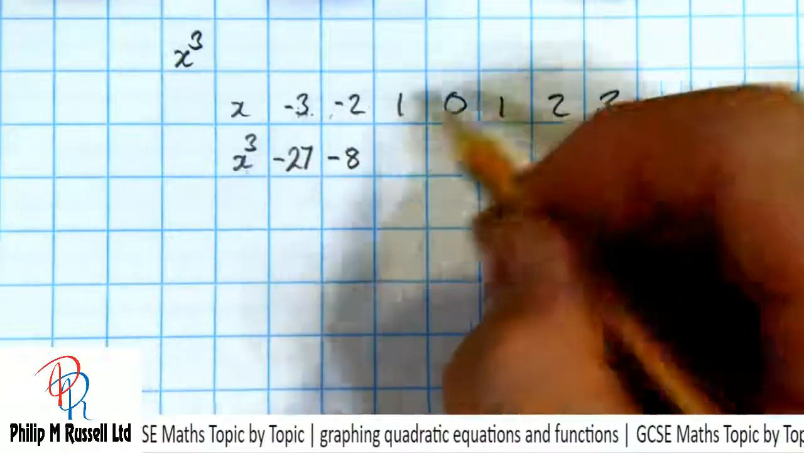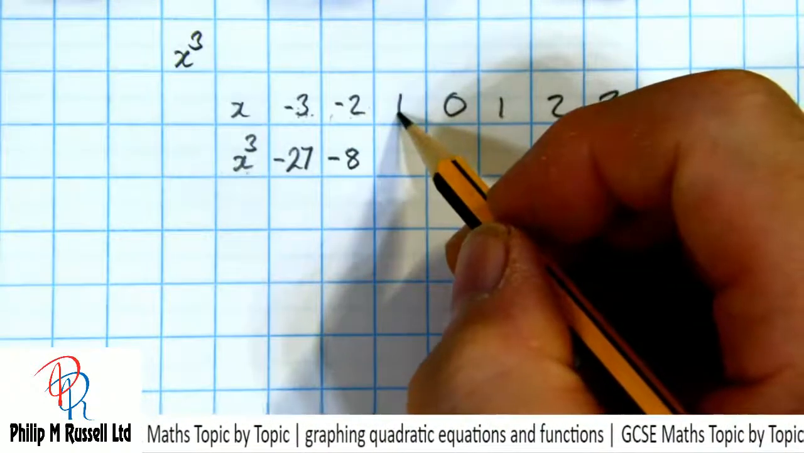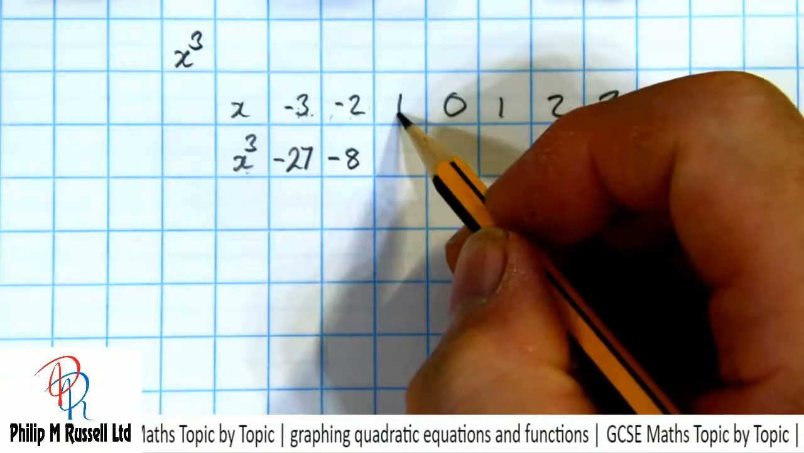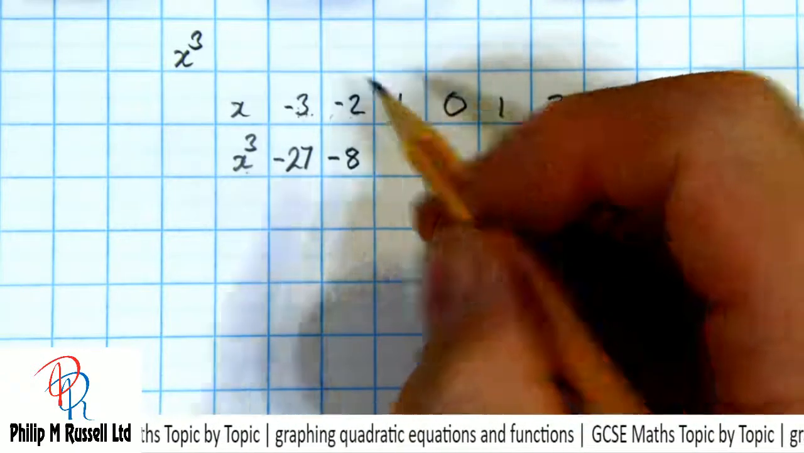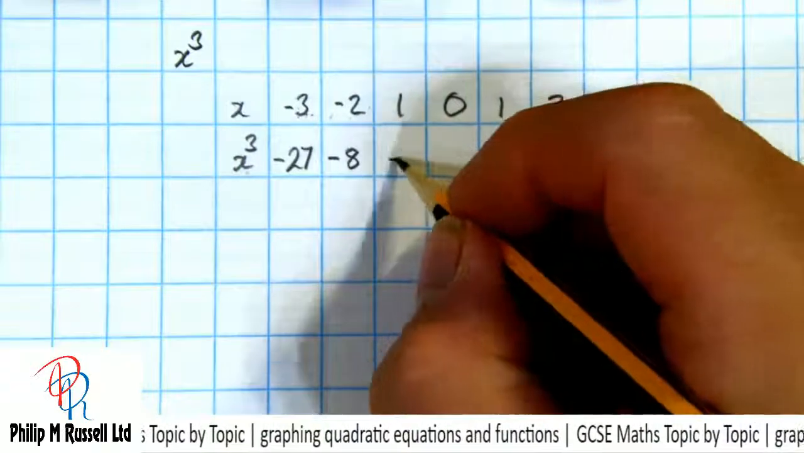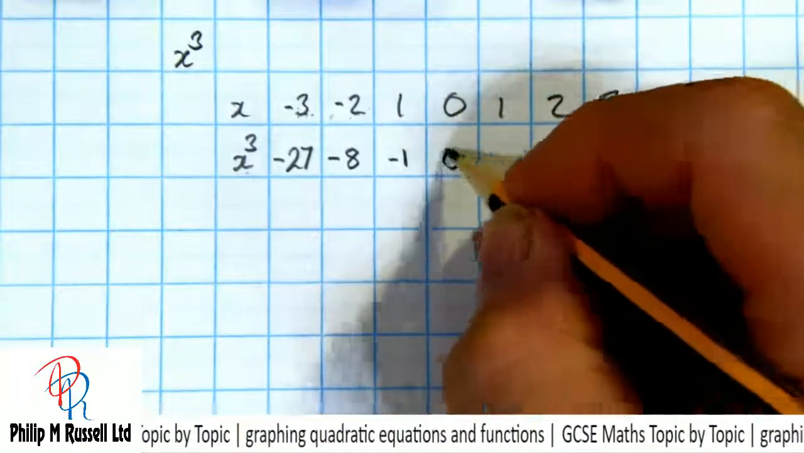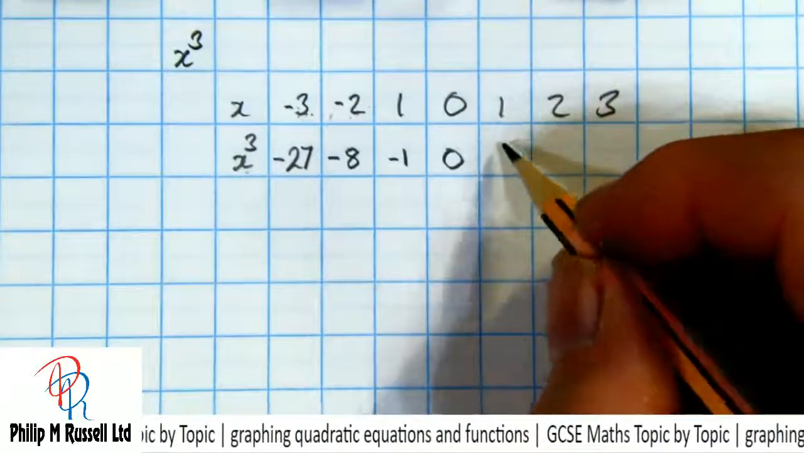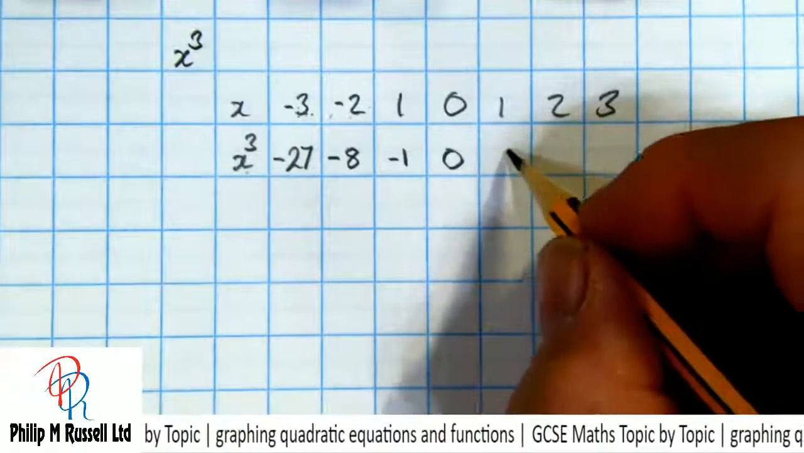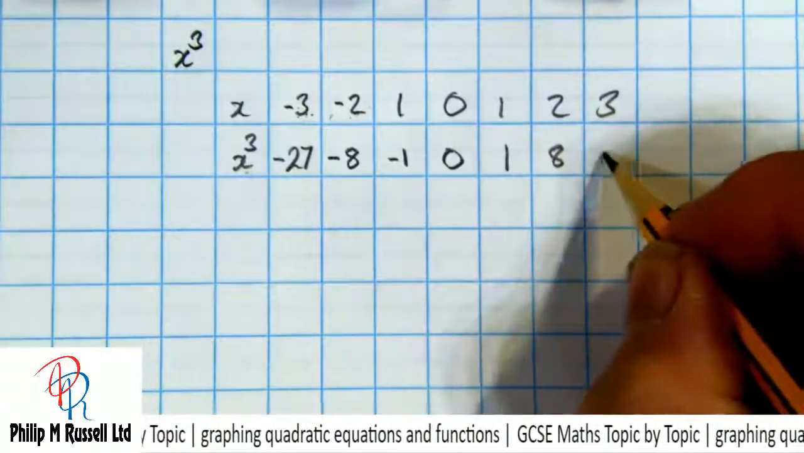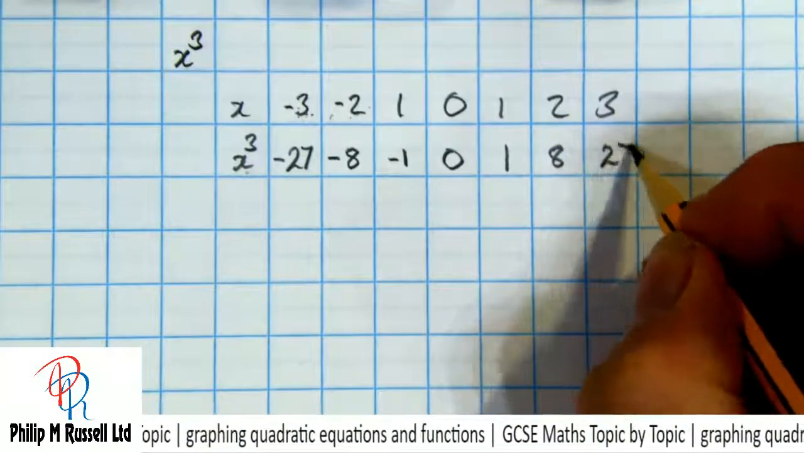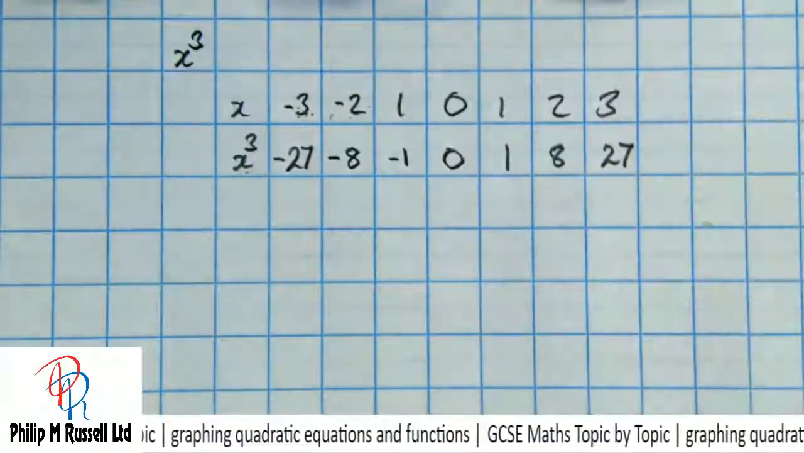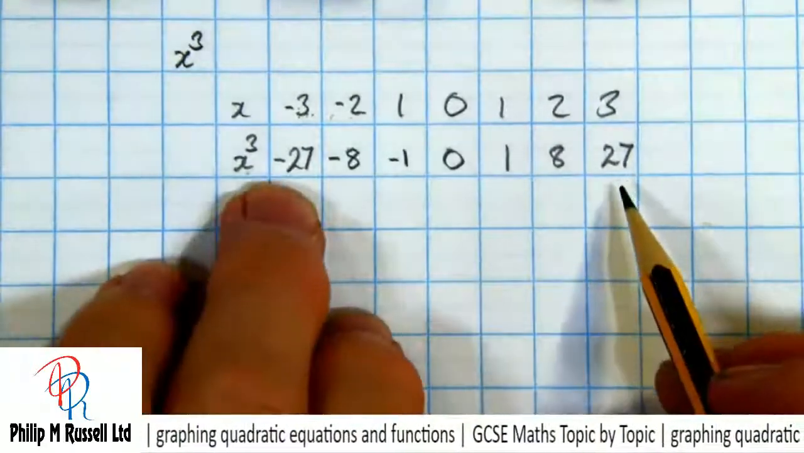X cubed here of this one, -1 times -1 is 1. Times -1 gives me -1. Naught's going to be naught. And then this is going to be the same shape, but it's going to go the other way. Now they're whopping great numbers to do.